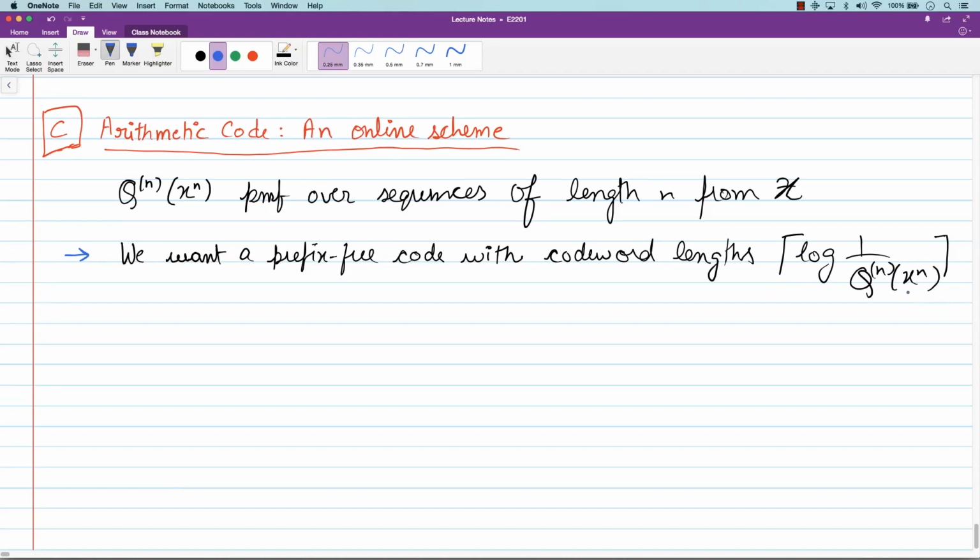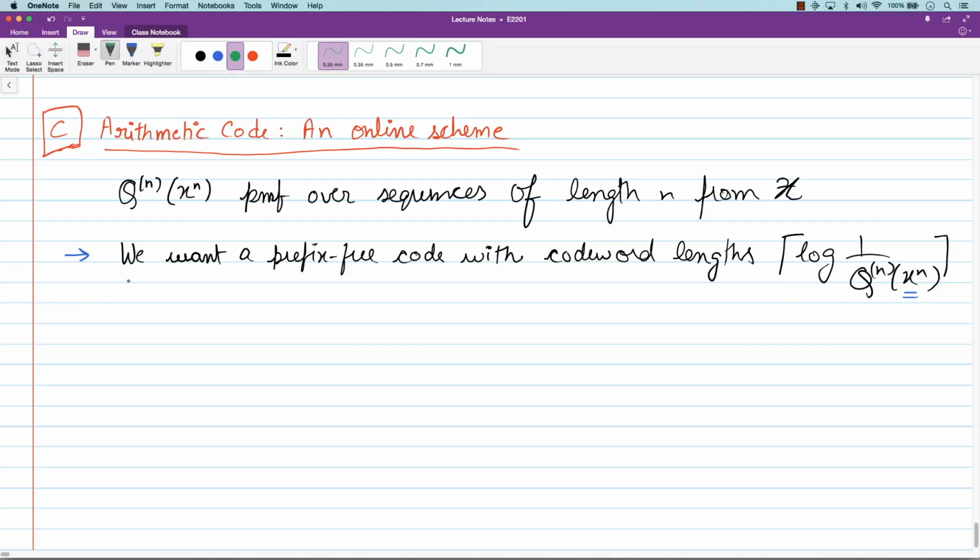But all those codes require you to work with the entire sequence xn. And for large n, finding probabilities for the entire sequence xn is formidable, because there are many sequences, and this probability is on the entire sequence. So those schemes are not feasible in this context.